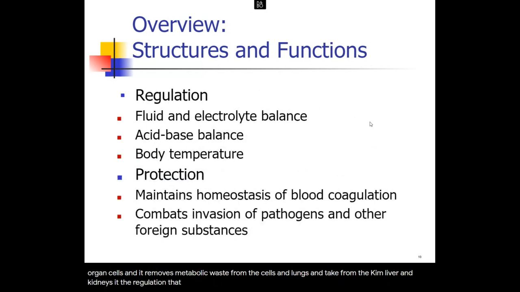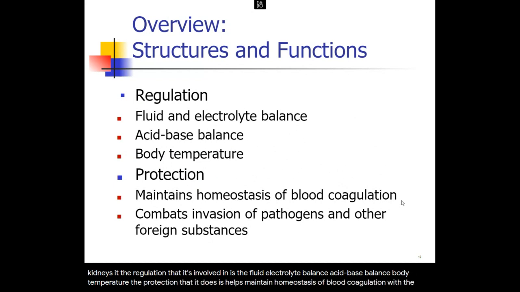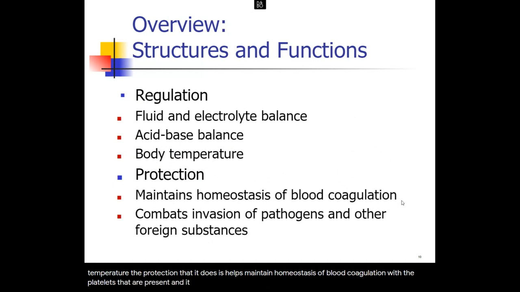The regulation that it's involved in is fluid and electrolyte balance, acid-base balance, and body temperature. The protection that it does is it helps maintain homeostasis through blood coagulation with the platelets that are present, and it combats invasive pathogens with the white blood cells.